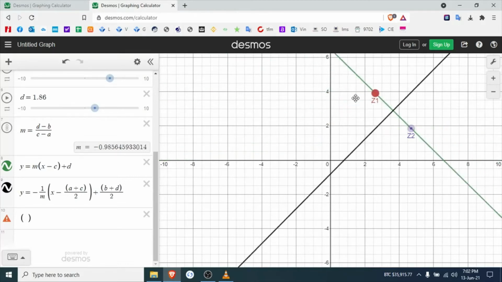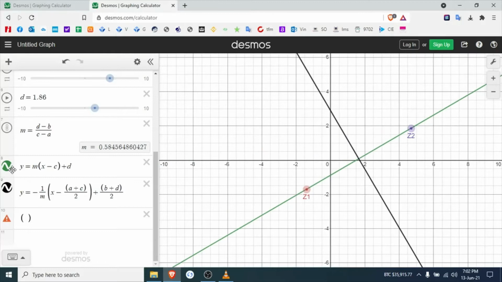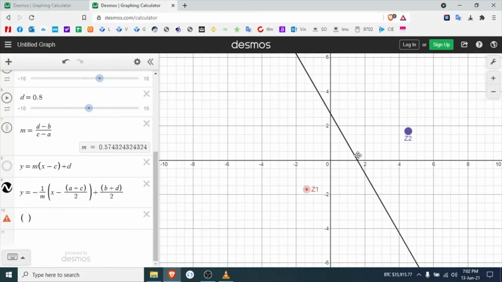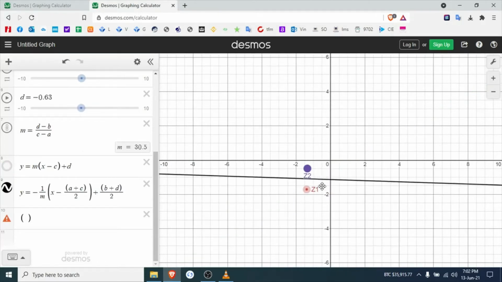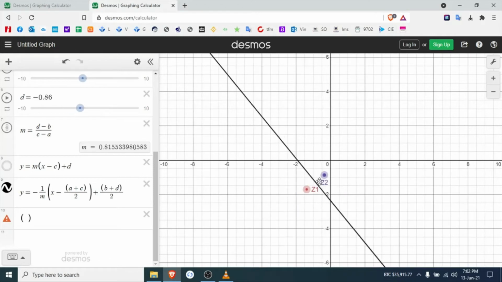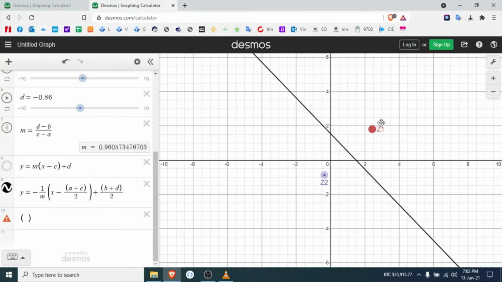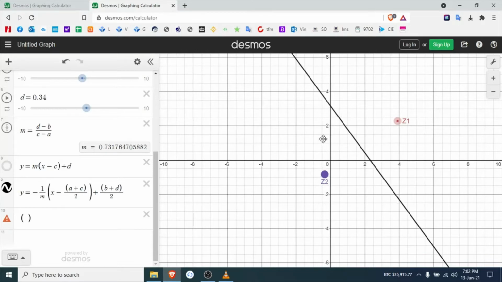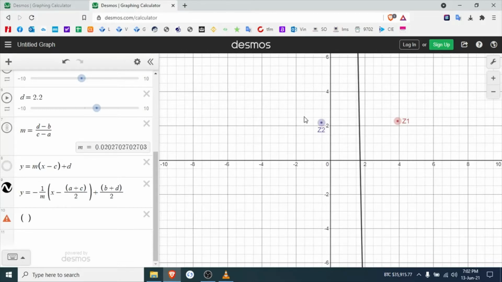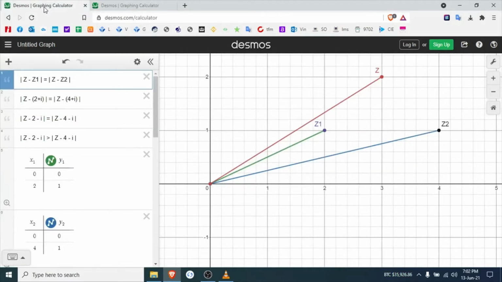So that's good. I had fun programming this to make it work for any 2 points I choose. All right, lovely. So that's what a perpendicular bisector is. So how does that relate to the complex plane? Well, I'm going to explain that on another little chart I've done.